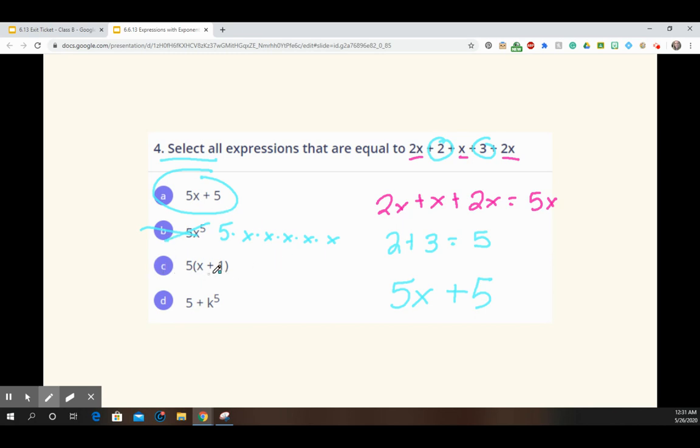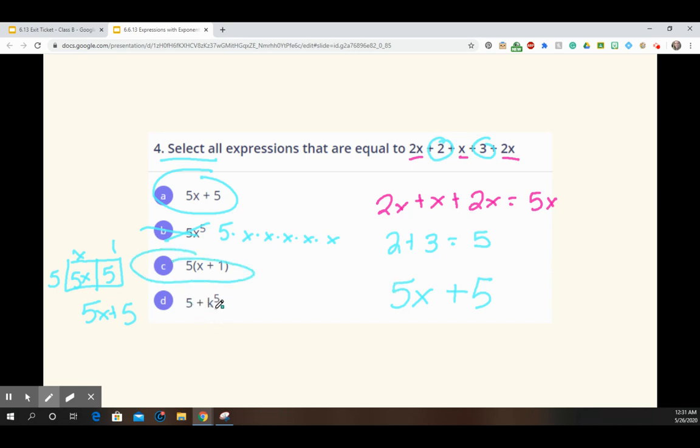This one is that tricky one. Here, they're showing you 5 times the quantity x plus 1. And this is probably where a lot of you guys got stumped. If I drew a diagram, it would look like this. 5 times x plus 1, and I would get 5 times x is 5x. 5 times 1 is 5, and I would get 5x plus 5. That's equivalent to what we found before, so that one's also true.